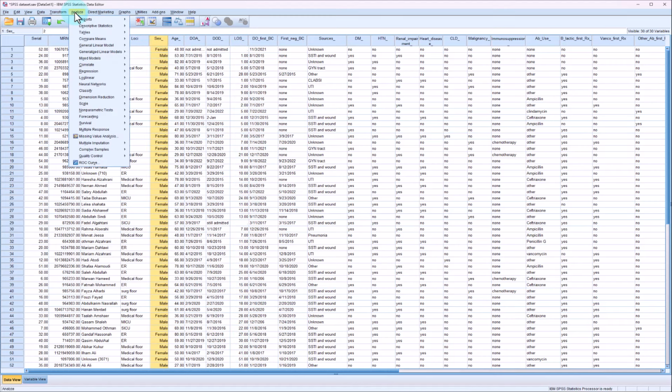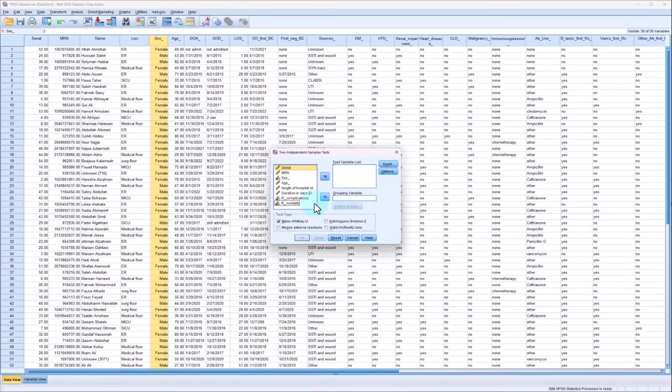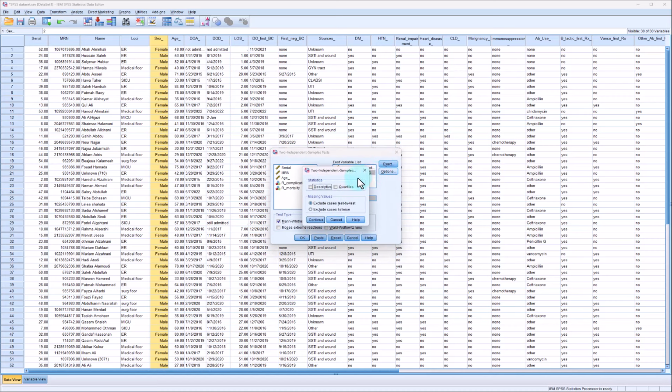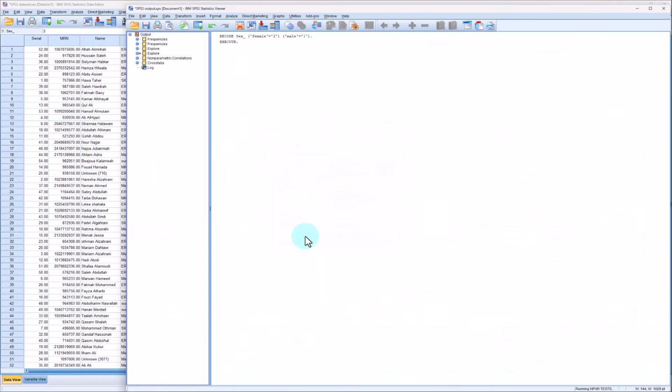So I would go to analyze, then nonparametric tests, then legacy dialogs. Here we would choose independent samples. Here I would take the sex in the grouping variable. Now the grouping I did earlier would be used. Here I would write 1. Group 1 is male, which means 1. Group 2 is female, which means 2. So I have now denoted the groups. Now I would take the length of hospital stay and duration of antibiotic therapy to the test variable list. Under exact, I need to do nothing. Under options, I can select descriptives. Click on continue. The Mann-Whitney is already checked, so I would click on OK.